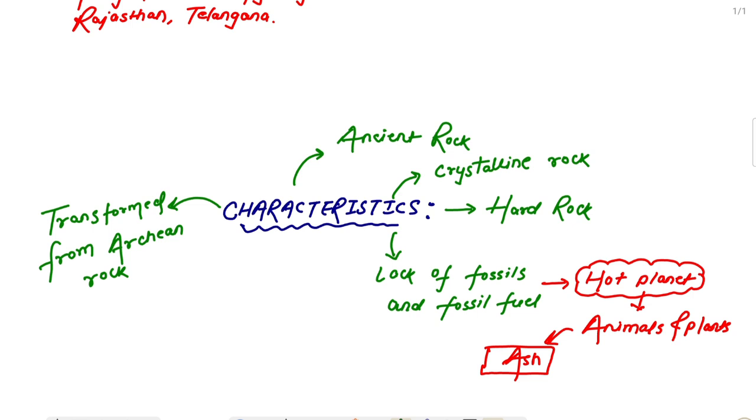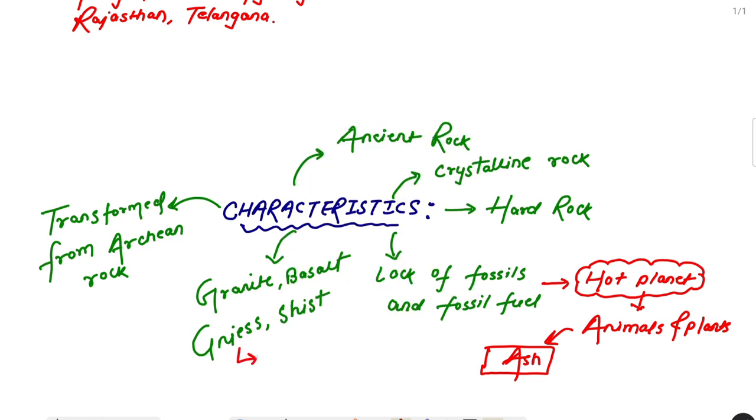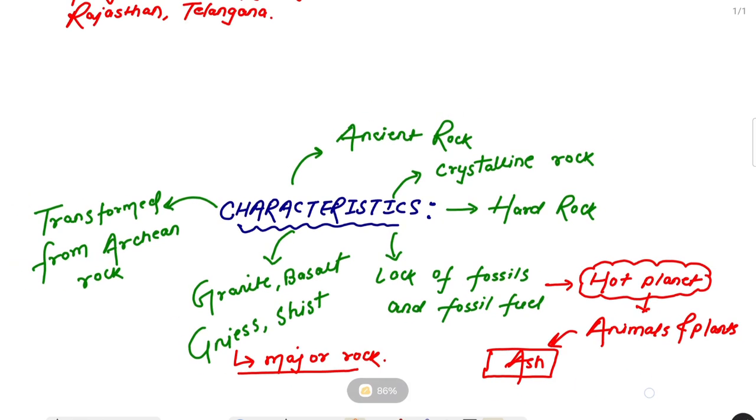Now the next point we can discuss is that the major rocks of this Archean rock system are granite, basalt, gneiss, schist. These are the major rocks. These that I've written, granite, basalt, gneiss and schist, are the major rocks of the Archean rock system, right? Means these are the very old rocks present in the earth in India, right? So these are the characteristics of our Archean rock system.